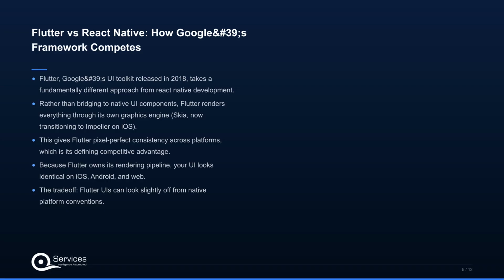Let's talk now about Flutter versus React Native, and how Google's framework competes. Flutter, Google's UI toolkit released in 2018, takes a fundamentally different approach from React Native development. Rather than bridging to native UI components, Flutter renders everything through its own graphics engine. This gives Flutter pixel-perfect consistency across platforms, which is its defining competitive advantage. Because Flutter owns its rendering pipeline, your UI looks identical on iOS, Android, and web.